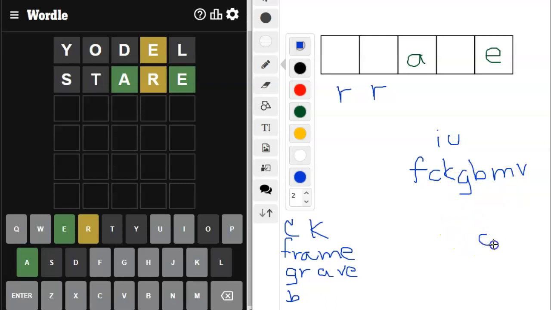I like a CK idea. So if I do an I here, I don't have any other vowel or consonant blends. Do I? Unless I do an R, I could do frick, frickin' frack, or brick.